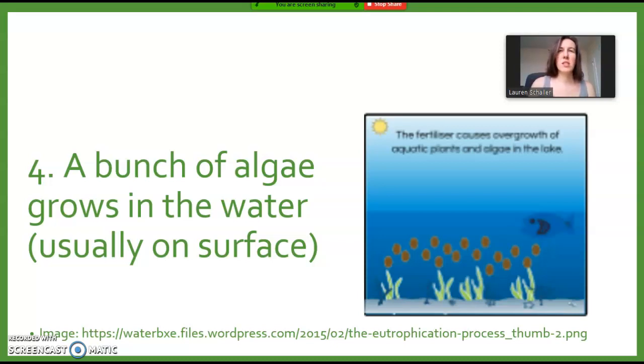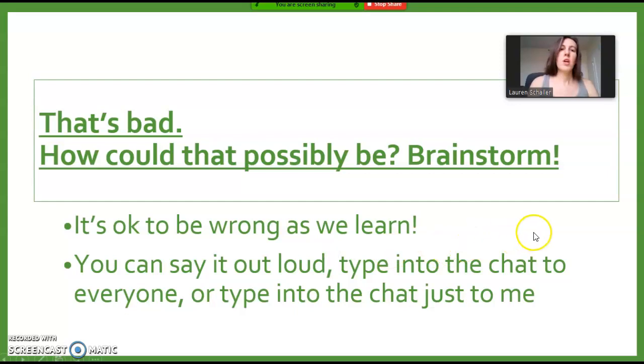Algae, a lot of it is microscopic. It's like very tiny plants in the water. It can kind of look like seaweed sometimes. There's many different species of algae. But when all those nutrients get into the water, the algae overgrows big time, usually collects on the surface. And that's really, really bad. Why do you think that's bad? I want you to brainstorm like you did before. Go for it.